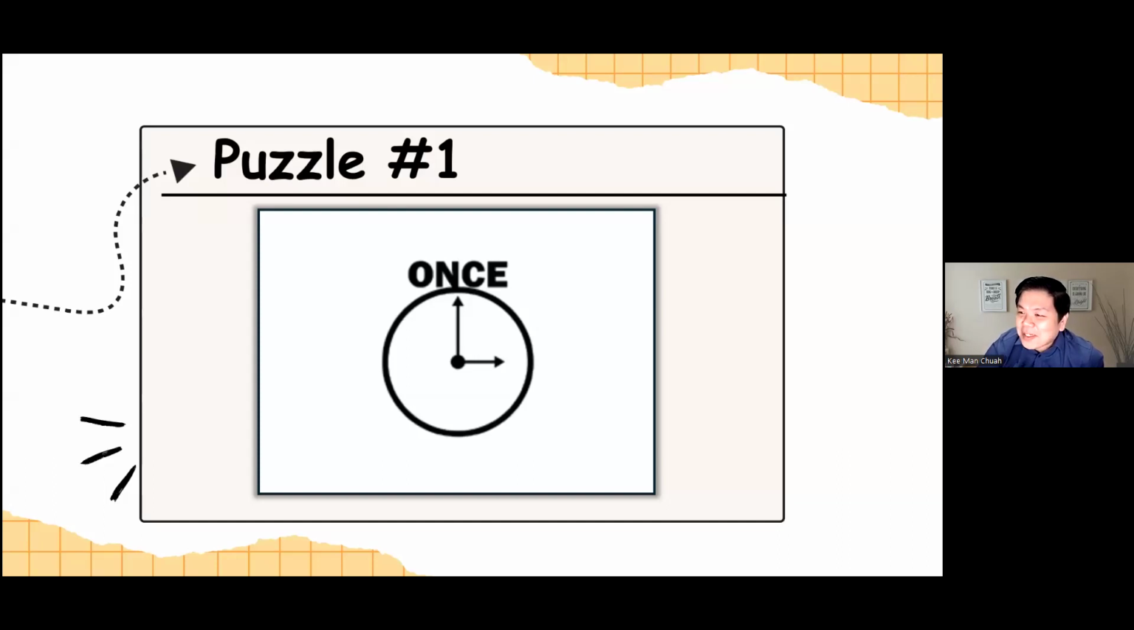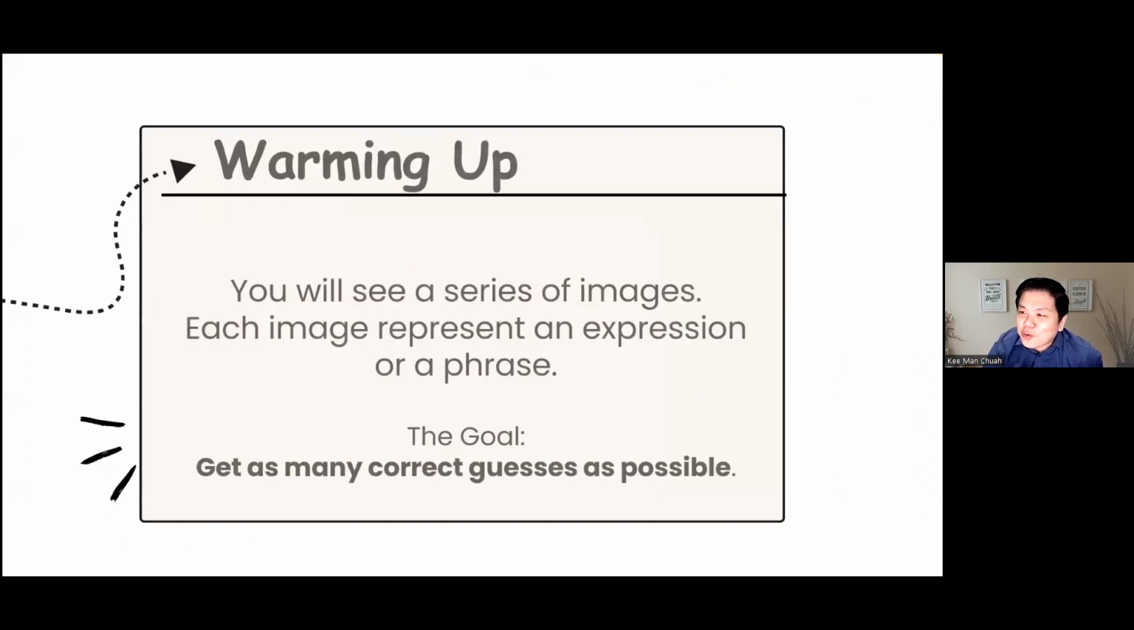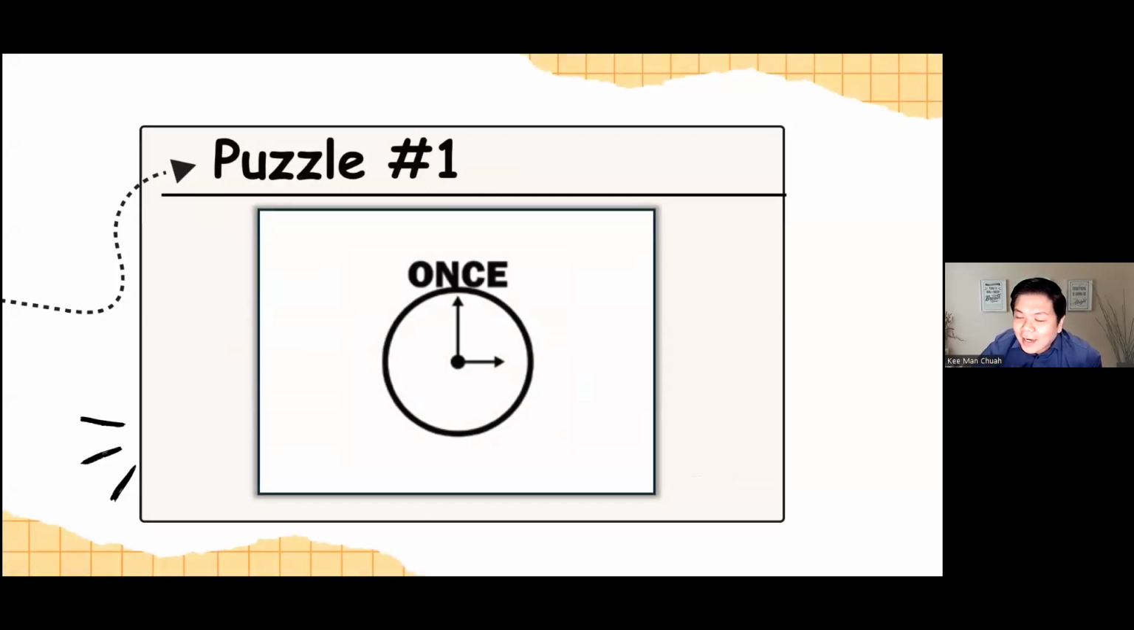But what's this? Because the instruction says, and this is something that we can apply in a bit, you will see a series of images. Each image represents an expression or a phrase. So this one, the correct answer is once upon a time, right? Why? Because of the "once" and "upon a time". But of course, you can argue that the time is represented by a clock, so you can say once upon a clock if you want to, but the correct answer is once upon a time.